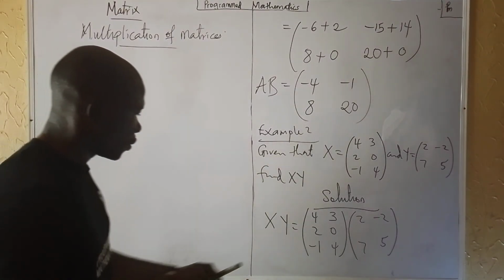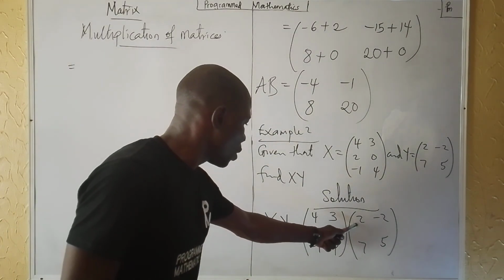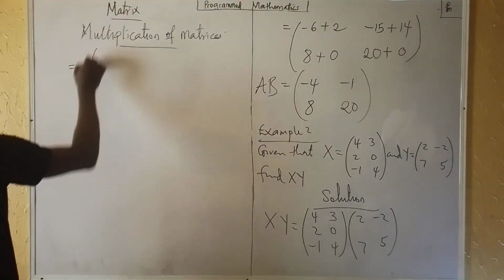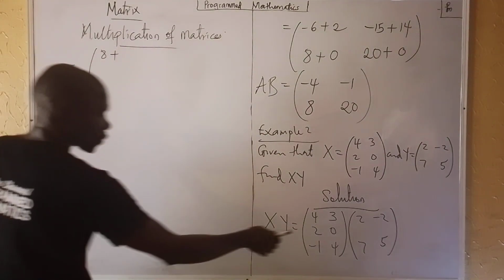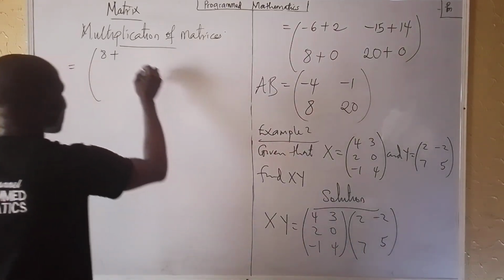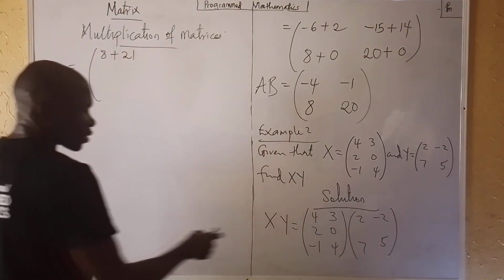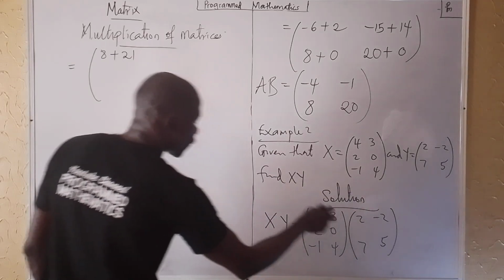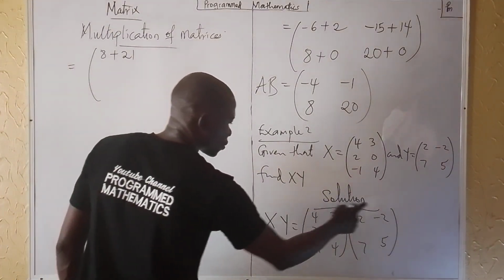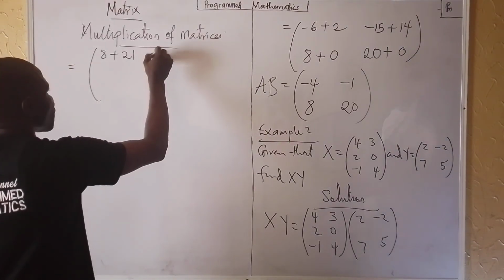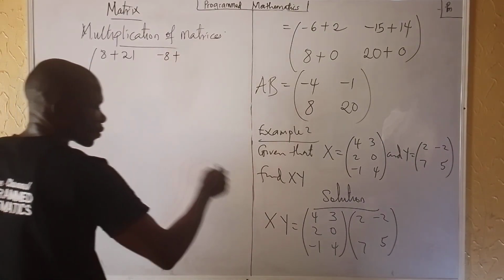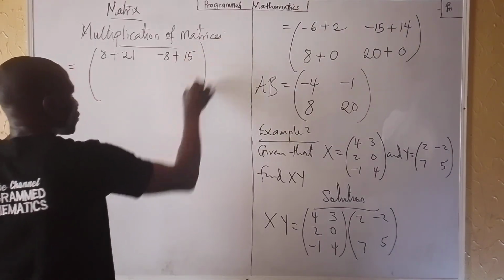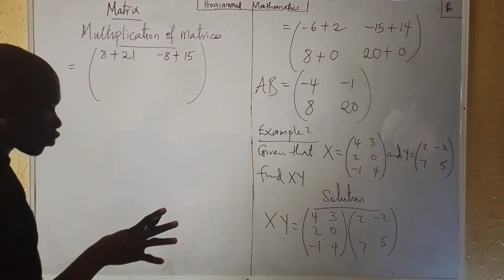So let's multiply out. This is going to be 4 times 2 plus 3 times 7. 4 times 2 is 8. So we have 8 plus 3 times 7. That is 21. So that is first row, first column. Now first row, second column will follow suit. 4 times minus 2. That's minus 8 plus 3 times 5. That's 15. Okay, so first row is gone.